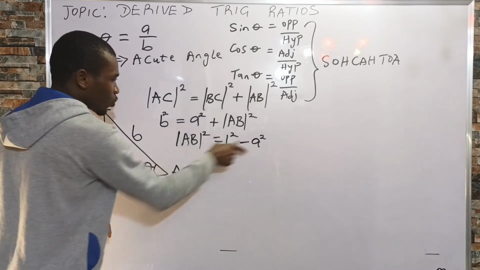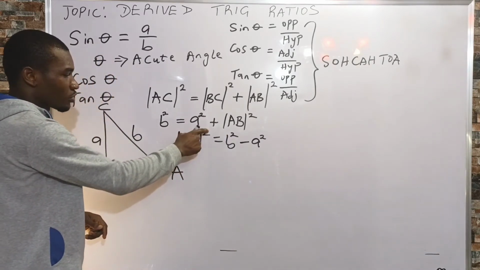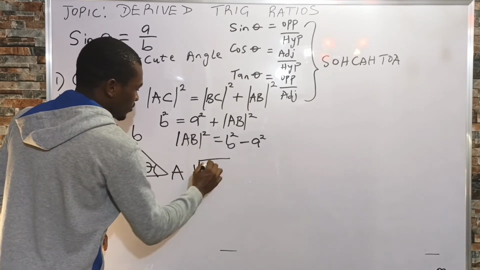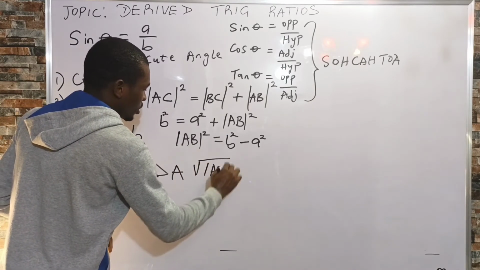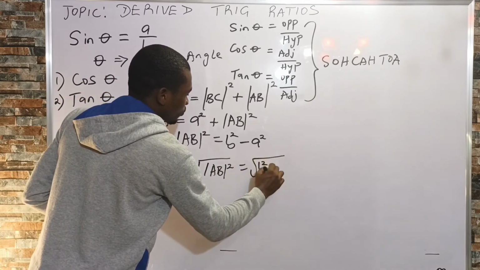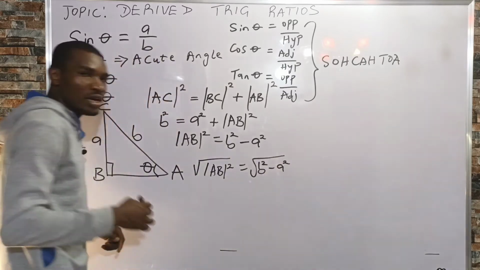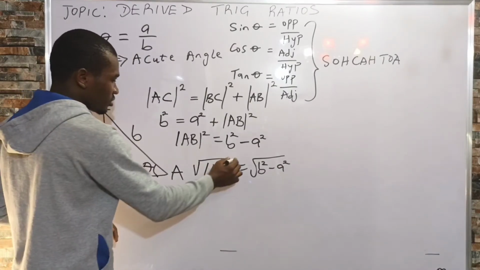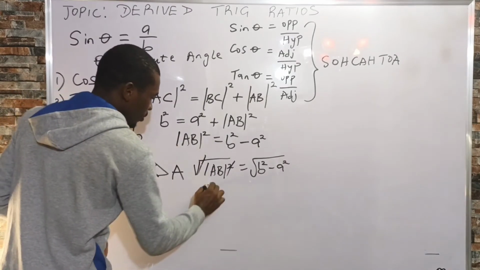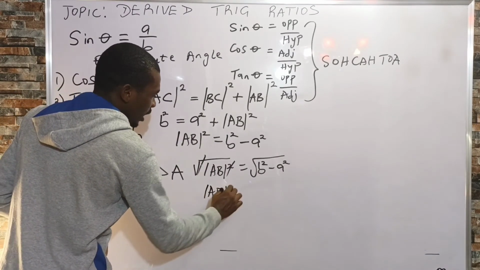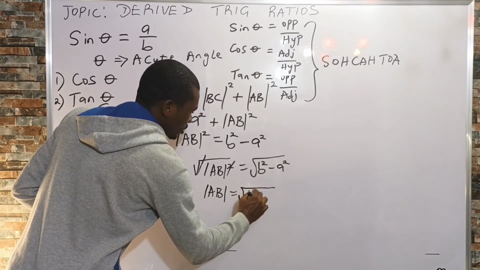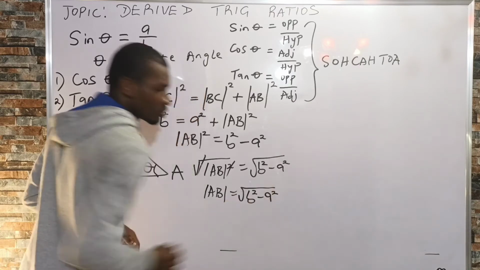So let's take the square root of both sides so as to remove the square we have here. Taking the square root of both sides, we have the square root of the side AB squared, which is equal to the square root of B squared minus A squared. Remember, mathematically, it is the square that cancels out the square root, and then we are left with our side AB, and our side AB is equal to the square root of B squared minus A squared.